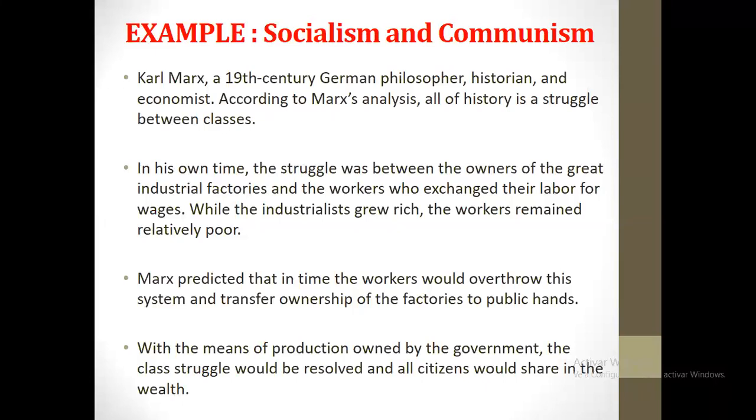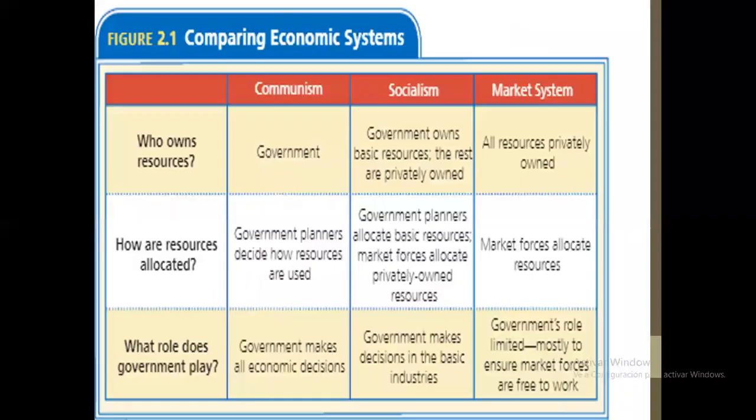Comunismo puro, donde todos ganan lo mismo, todo lo mismo, no hay. No existe, ni nunca va a existir. Okay, now over here there is a chart that compares the three systems: market system, socialism, and communism system. I'm gonna read it so you will have time to go and analyze it.